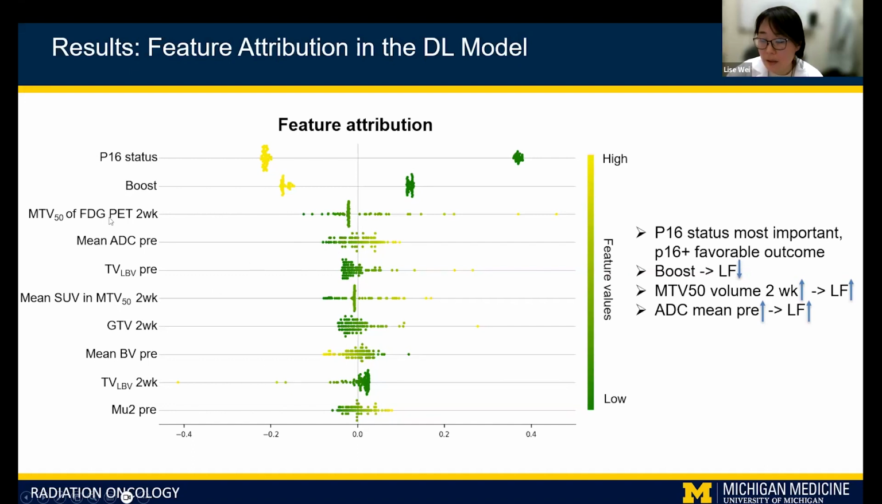And some other imaging features are ranked following. So this is a PET feature, how large the PET metabolic region is. So the higher this PET volume is, the higher the local failure probability. So this is also correct based on our intuition.